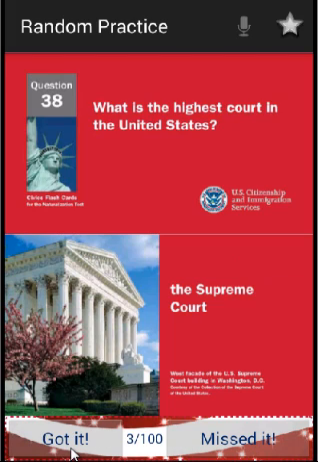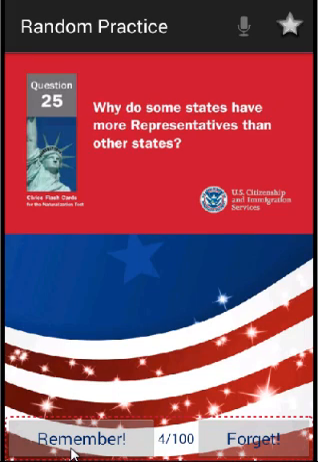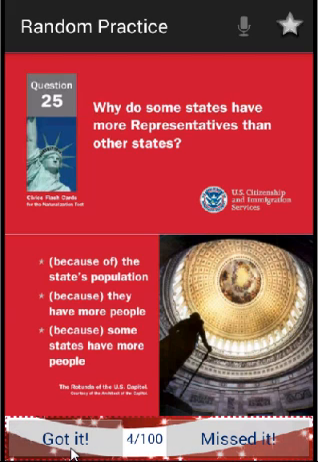What is the highest court in the United States? The Supreme Court. Why do some states have more representatives than other states? Because of the state's population. Because they have more people. Because some states have more people.